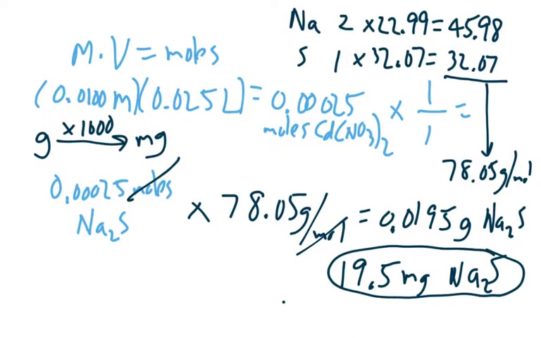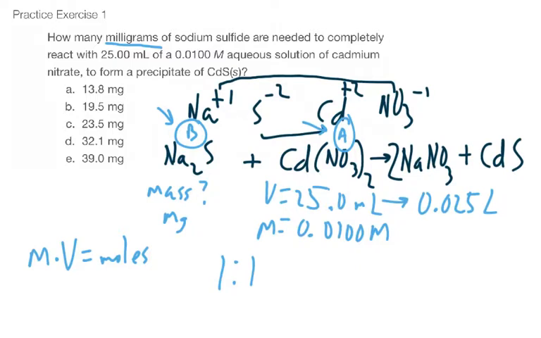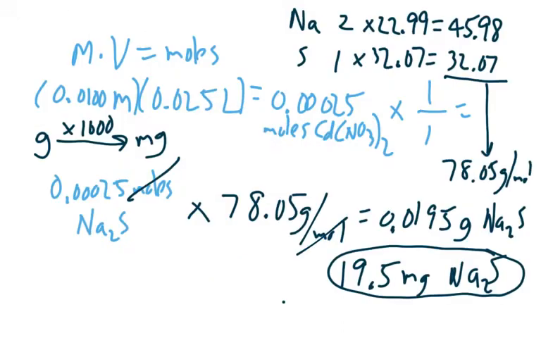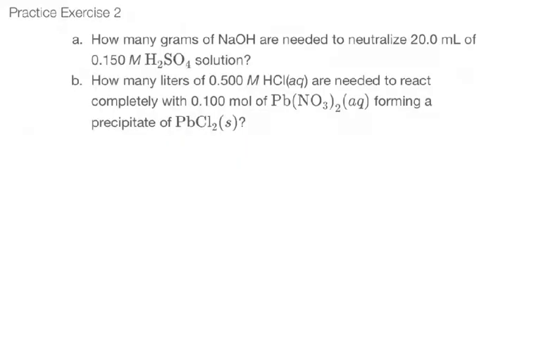Okay? Now let's go back over here. That would be choice B. We got 19.5, and the reason is because they wanted the answer in milligrams. Okay? So there's the work for this problem. Now we got one more over here.